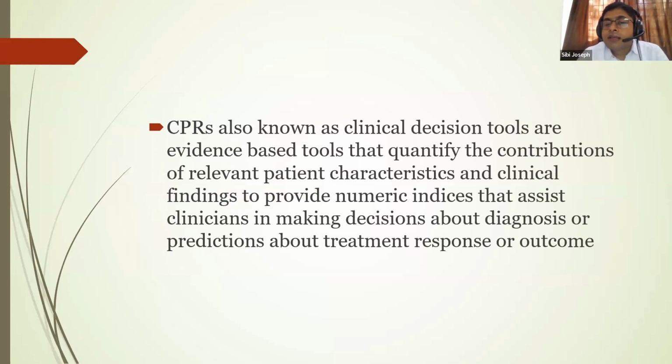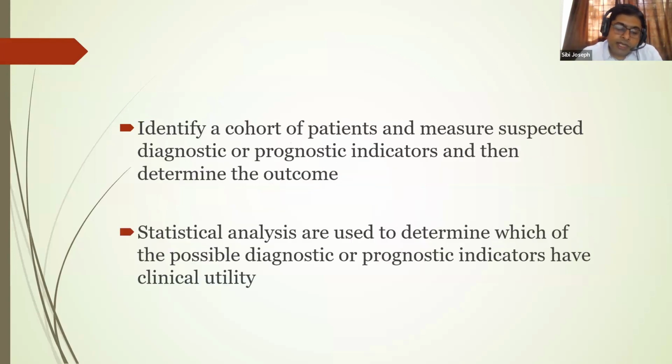Now, what are CPRs? CPRs, or clinical prediction rules, also known as clinical decision tools, are evidence-based tools that quantify the contributions of relevant patient characteristics and clinical findings to provide numeric indices that assist clinicians in making decisions about diagnosis or predictions about treatment response or outcome. In a prediction rule study, investigators identify a cohort of patients and measure suspected diagnostic or prognostic indicators and then determine the outcome.